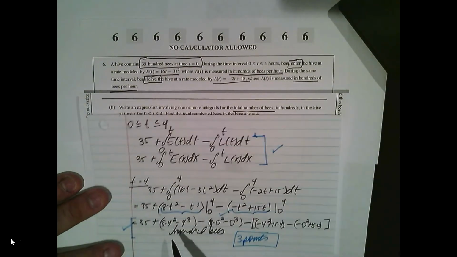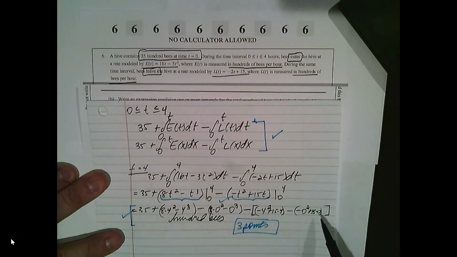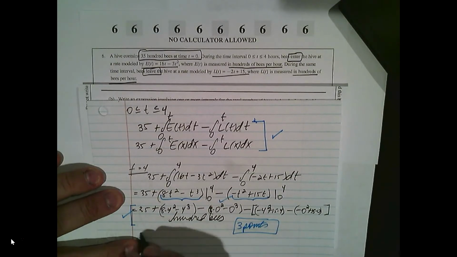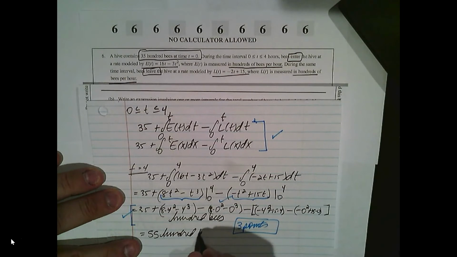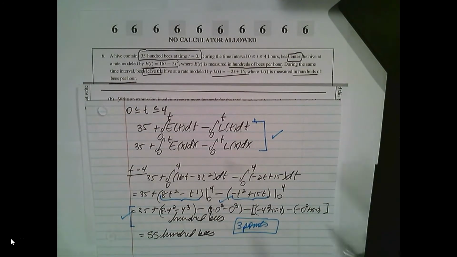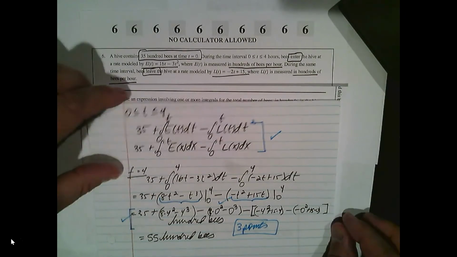Now, for any of you that were foolish enough to simplify this expression here, if you do this correctly, you're going to get 5,500 bees. I cannot encourage you enough. Just leave it. Don't simplify. It's a waste of your time. Okay, one more part. Let's see what we can do.